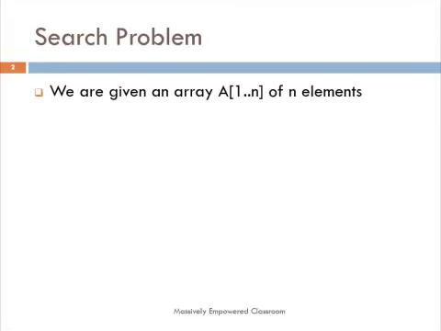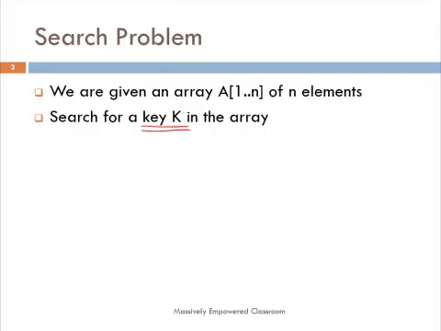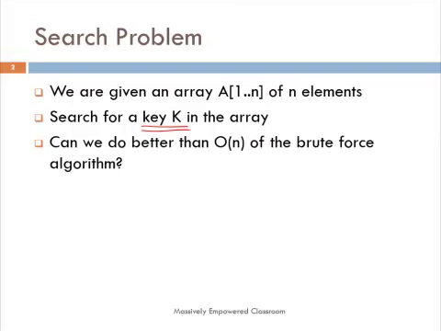The problem of search is we are given an array of n elements, a1 to n, and a particular key that we are looking for. The objective is to find out if that particular data value, the key, is present in the array or not. If it is present, the algorithm is expected to return the index of that element. If it is not present, the algorithm returns failure as -1 or some other invalid value, right?